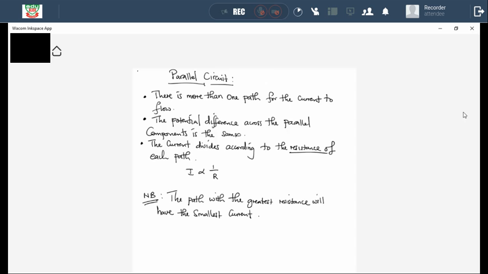So this is a point that we need to appreciate as learners as we look at a parallel circuit, that the resistance that each pathway has will definitely affect the amount of current that flows through that pathway, right?